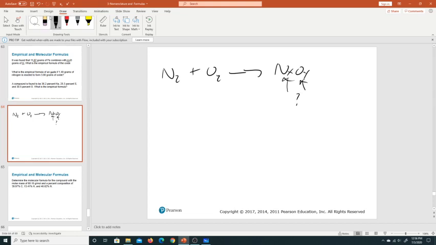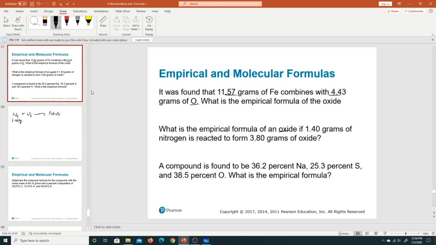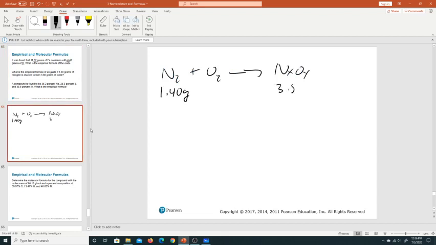Now we're told we had 1.40 grams of nitrogen. That's reacting with oxygen to make an oxide. We're given the mass of the oxide. The oxide is 3.8 grams. When you do these problems, we're making the assumption that this is 1.4 grams of N and that's 3.80 grams of all of this. So we have to find the mass of just O. I have to find the mass of O that was used to make the oxide.